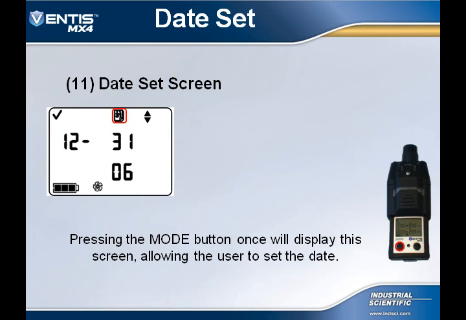Upon completion of setting the time, pressing the Mode button once will take the user to the next screen. This is the Date Set screen. Notice the month icon in the upper display. This screen allows the user to set the correct date in the Ventis MX4.